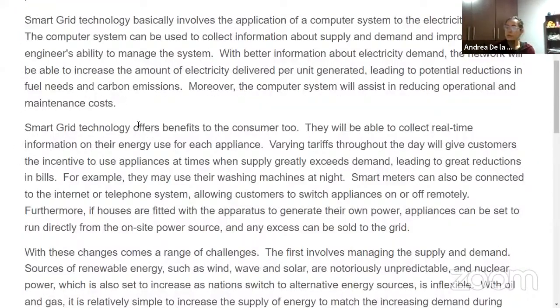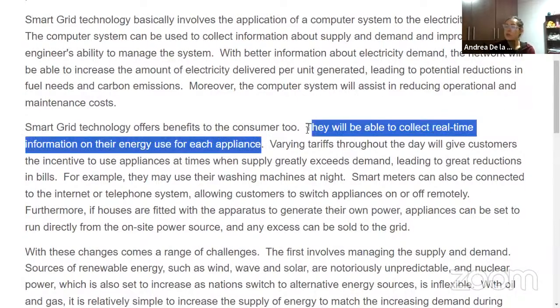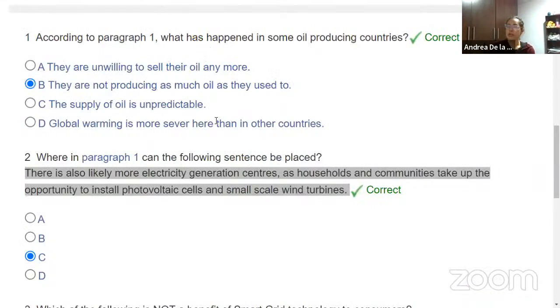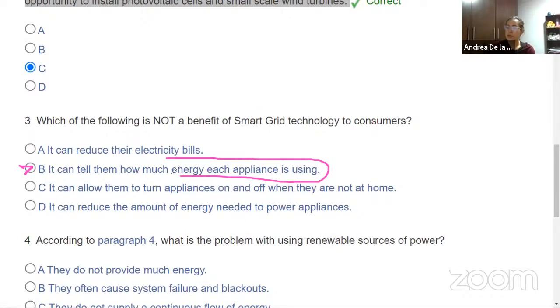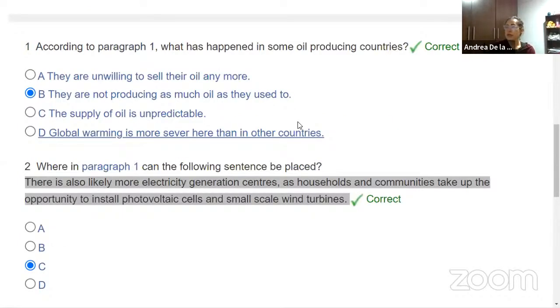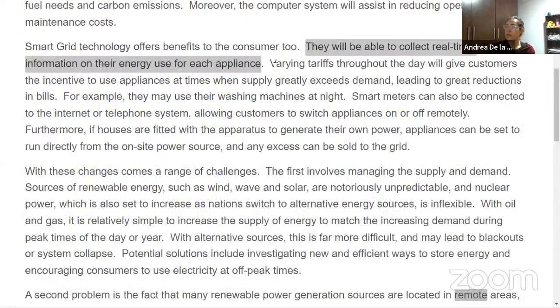and it says, it offers benefits to the consumer too. They will be able to collect real-time information on their energy use for each appliance. That's one benefit, to collect real-time information on their energy use, which is basically option B, right? It can tell them how much energy each appliance is using, to collect real-time information about the use of each appliance. So yes, they collect information.